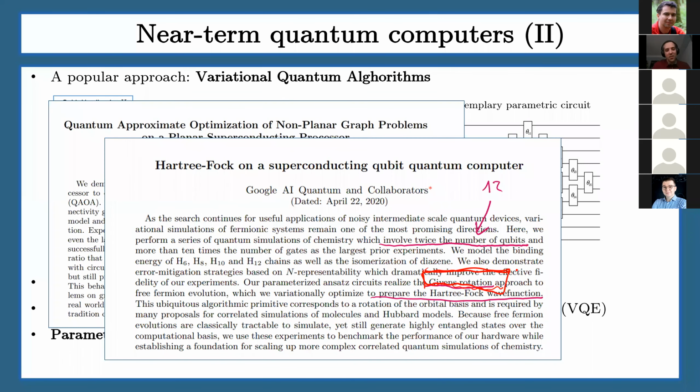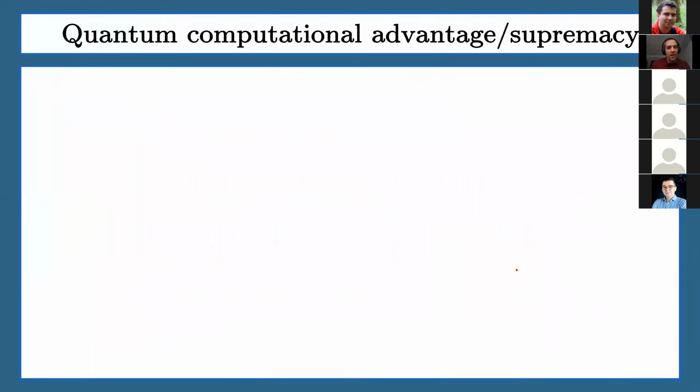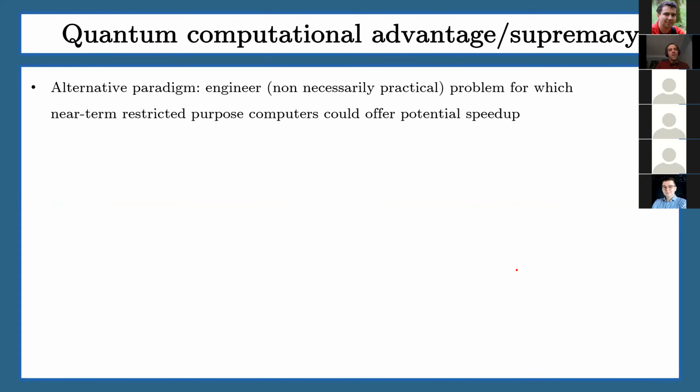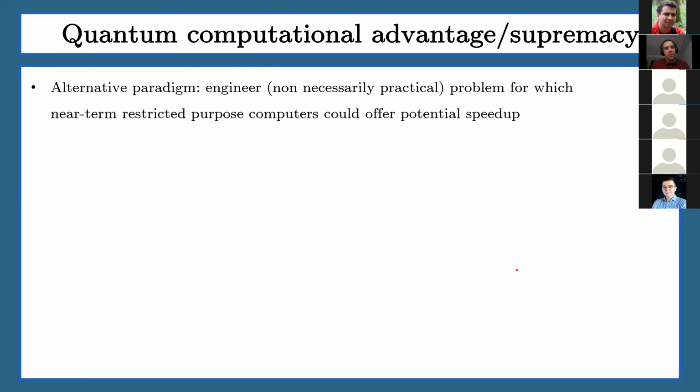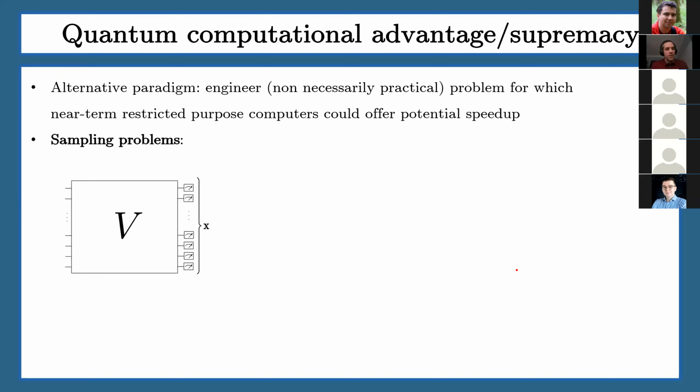Okay, so now, as I said, those proposals are heuristic. You typically don't have guarantees that this quantum processor would perform much better than some classical method. So there is a dual approach that aims to utilize near-term quantum computers to the fullest, namely this quantum computational advantage or supremacy. So the idea is that you want to engineer a task or a problem for which you will have a speed up, which is maybe not for a practical problem, but you can have some theoretical guarantees that you have this speed up. And typically those proposals, they come in via sampling problems.